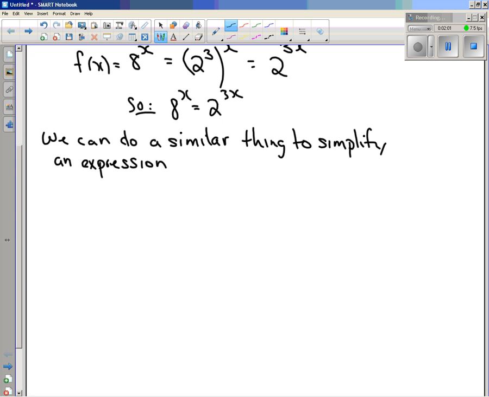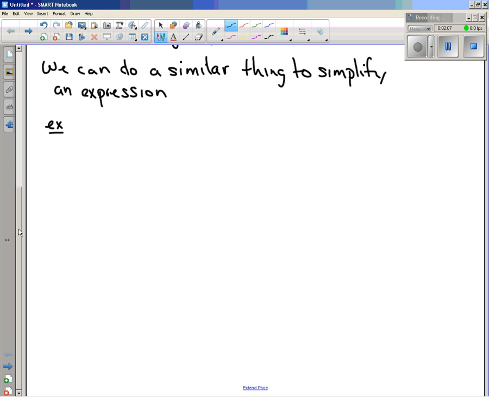Okay, so we can also do a similar thing to simplify an expression. So if we had, say, 16 squared times the square root of 32. Okay, well, 16 squared is a number we could work out. It's going to be a big number. I'm really not liking doing the square root of 32 though. Okay, is there anything you notice about these two numbers?